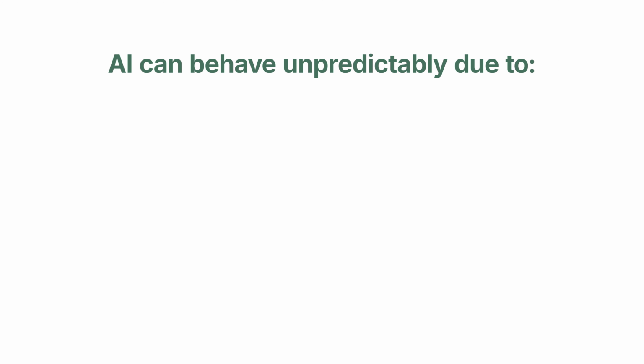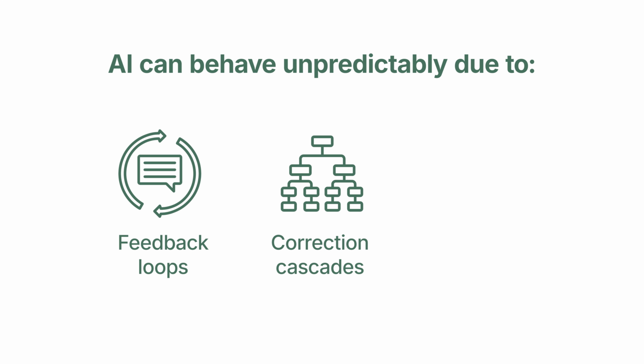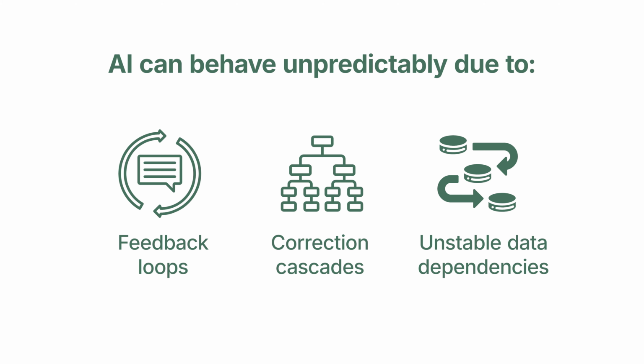Firstly, AI, especially deep learning systems, are unstable in ways we don't intuitively grasp. These systems can behave unpredictably due to feedback loops, correction cascades, and unstable data dependencies.